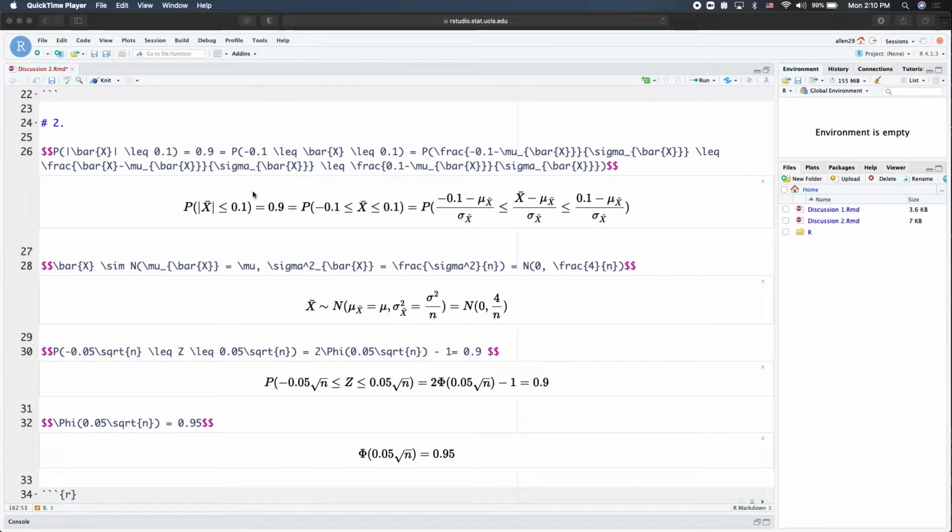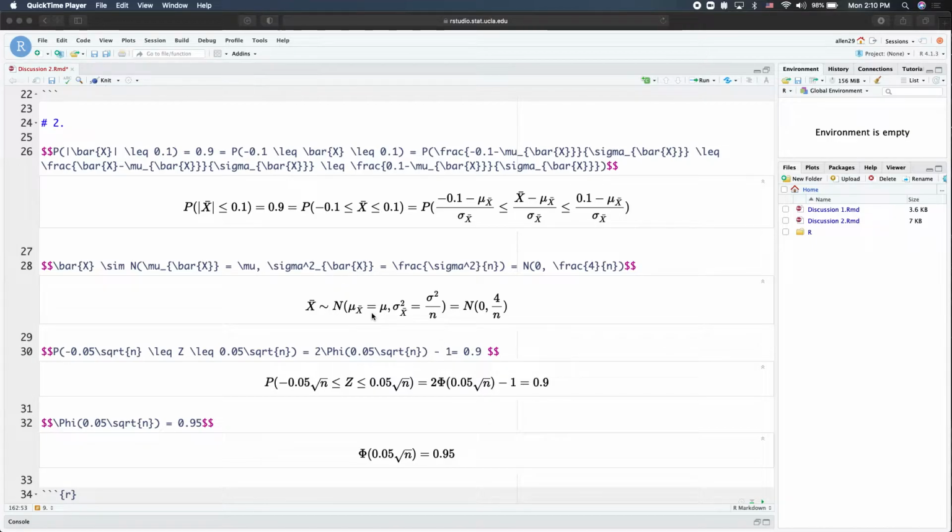So we are also interested in this quantity here, the absolute value of x bar less than or equal to 0.1, and this event has probability 0.9. So we expand this term here, falling between this range, negative 0.1 and positive 0.1. We apply the same transformation, and then that will reduce to a standard normal. So this will be a z. And this time we don't know the number n, so here I just use n as a placeholder for now.